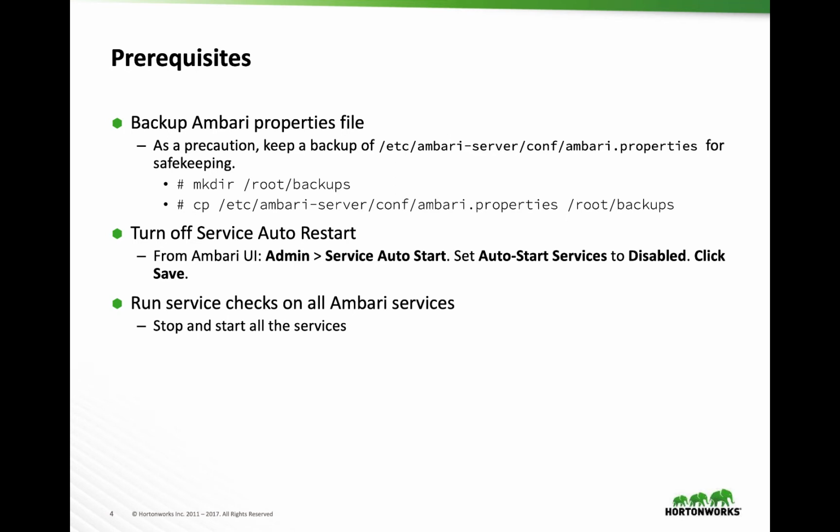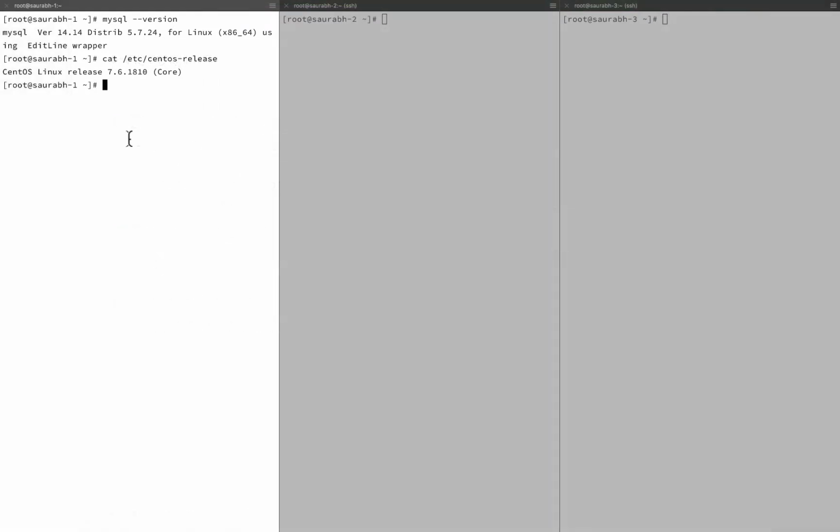Let us now take a backup of the ambari.properties file so that if anything goes wrong during or after the upgrade, we can restore the previous configs easily. Let's go to the cluster now. I will create a backup directory in my home folder, and I will copy the ambari.properties file from here.